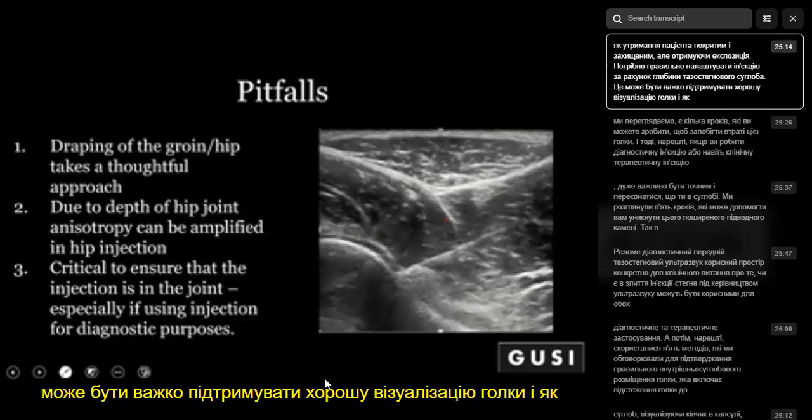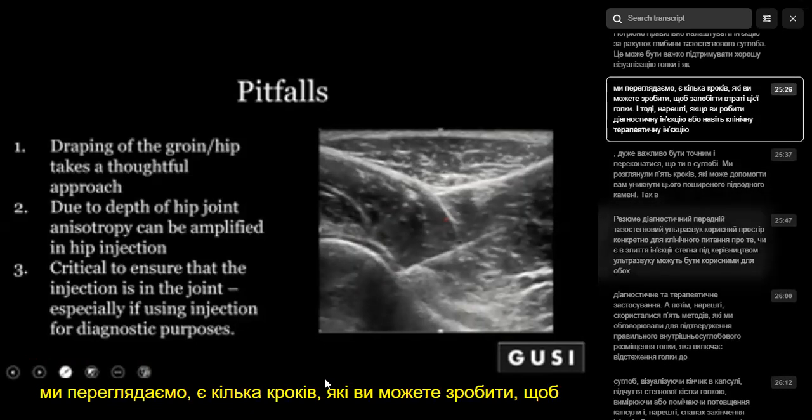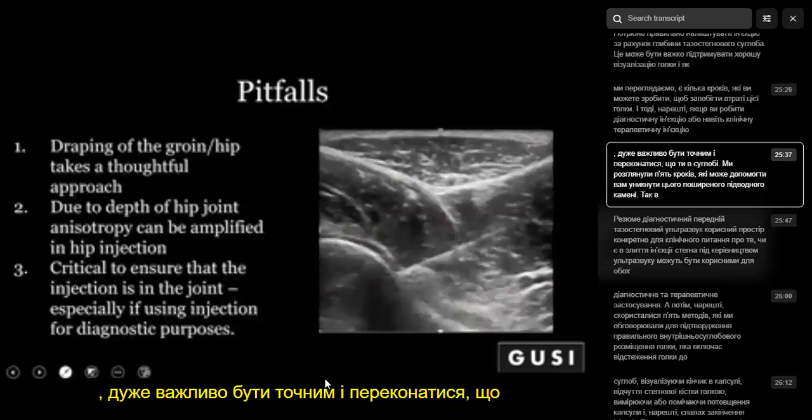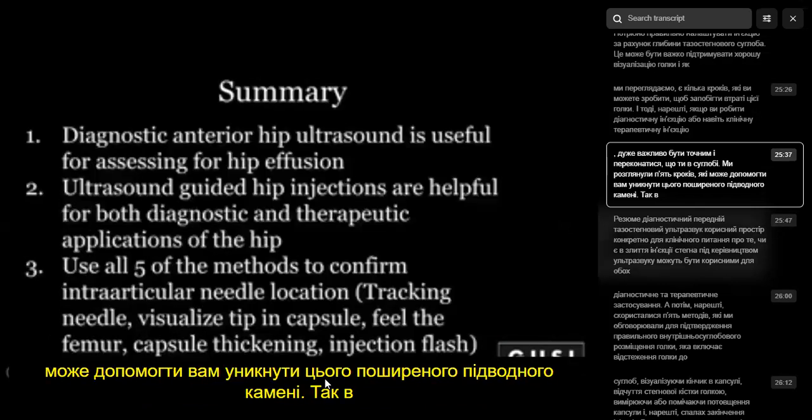Due to the depth of the hip joint, it can be difficult to maintain good needle visualization, and as we review, there are several steps you can take to prevent losing that needle. And then finally, if you're doing a diagnostic injection or even a clinical therapeutic injection, it's critical to be accurate and make sure that you're in the joint. We reviewed 5 steps that can help you avoid this common pitfall.